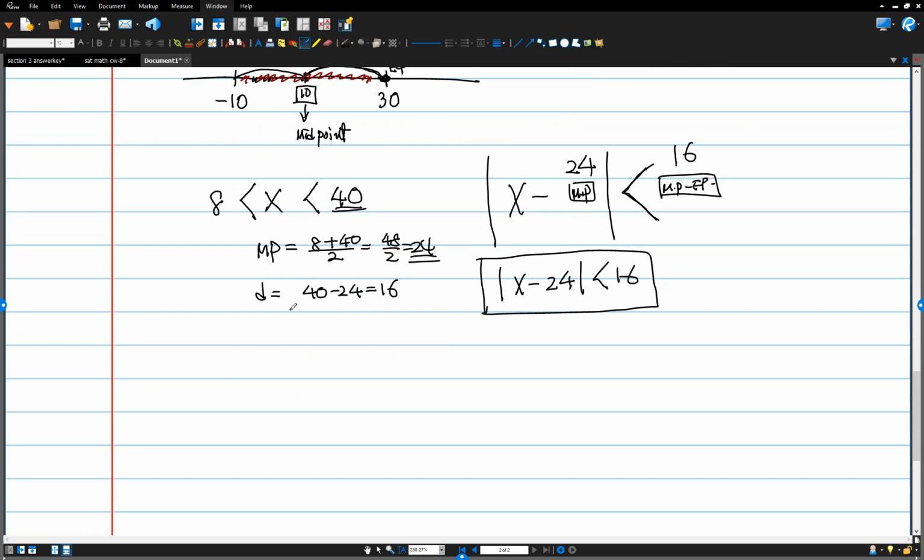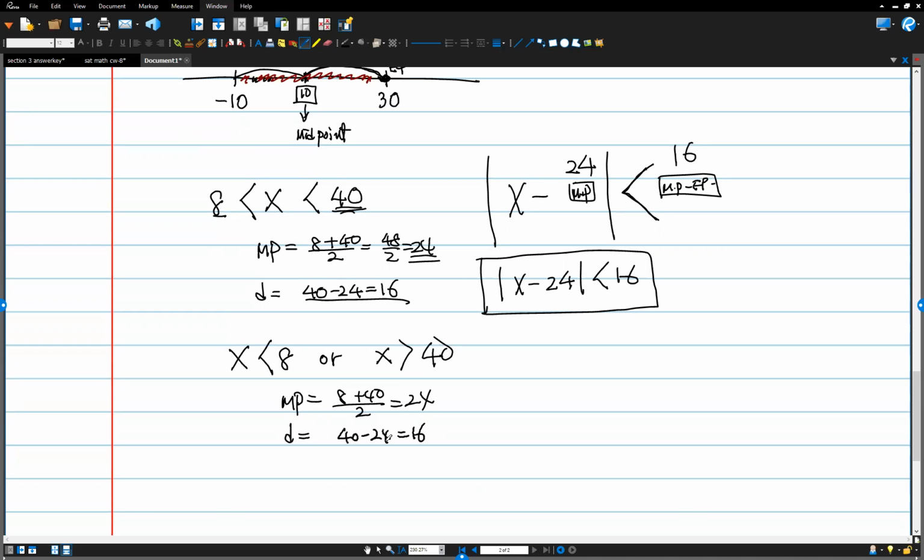Okay, now I'm going to try a little different one, the other side. x is less than 8 or x is greater than 40. It's the same numbers, same endpoints, so it's almost the same. Where is the midpoint? These two points are the endpoints, and we still have 8 and 40, same as before. The midpoint is 8 plus 40 divided by 2, which is 24. The distance is the same thing, 40 minus 24, 16.